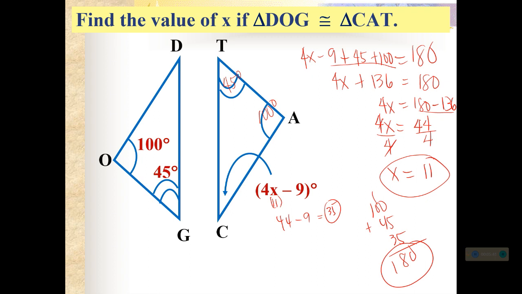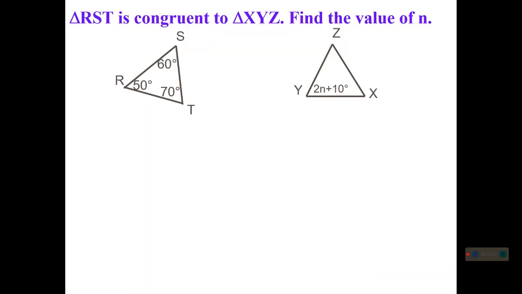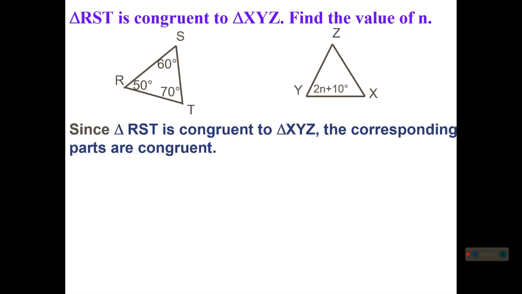Okay, question? How about this one? Triangle RST is congruent to triangle XYZ. Find the value of n. Since triangle RST is congruent to triangle XYZ as given, the corresponding parts are congruent. So we may say that angle S is congruent, or equal in measure, to angle Y. That's why we are going to equate the two given expressions.